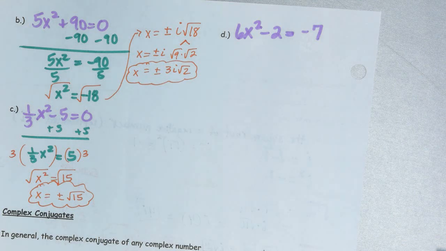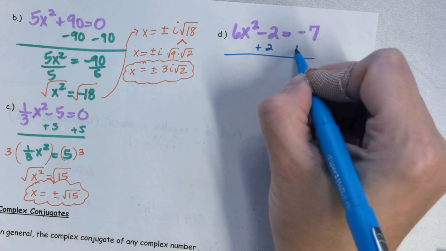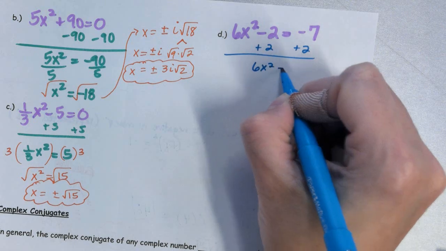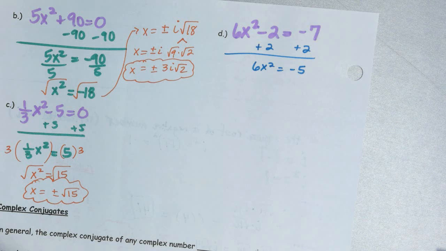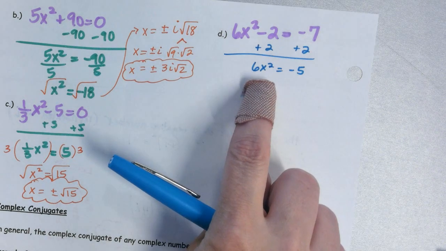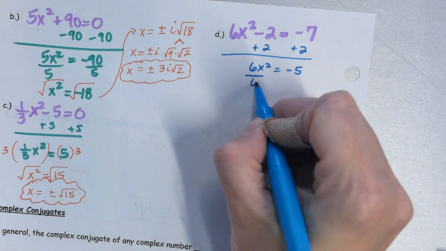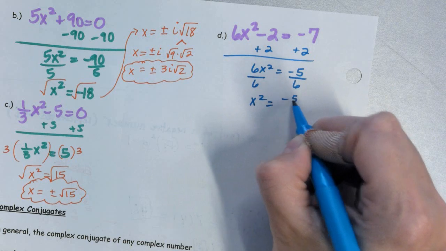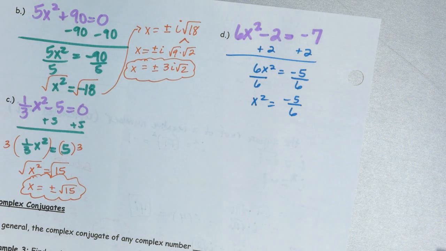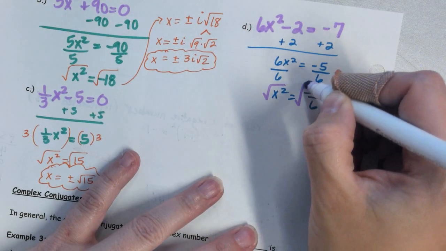Okay, so who can help me start this one? What am I doing first? Adding 2 to both sides. Yep. So 6x squared equals negative 5. All right, and then again, because you have a number in front of the x squared, you just want this to be x squared, so we're going to divide, and that is going to give us a fraction. We're going to keep it as a fraction. Okay, so if it is not a whole number, we will keep it as a fraction. So we're going to take the square root of both sides here.